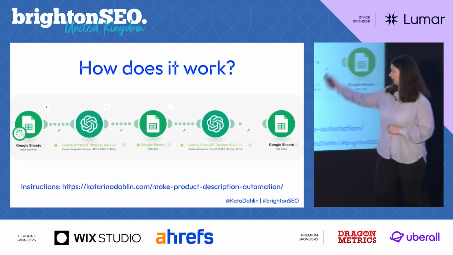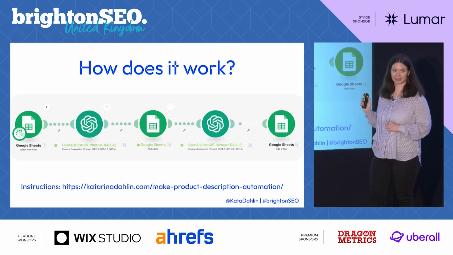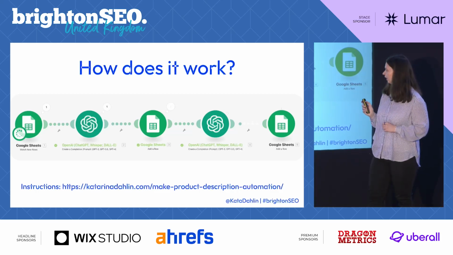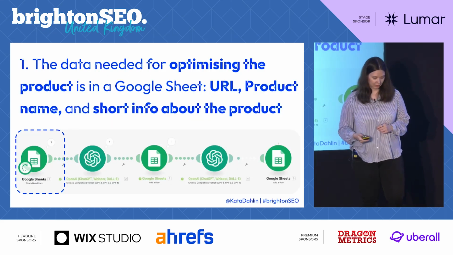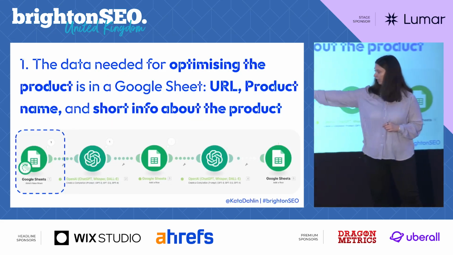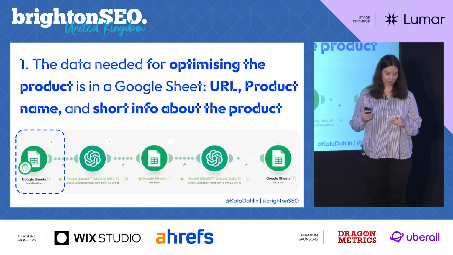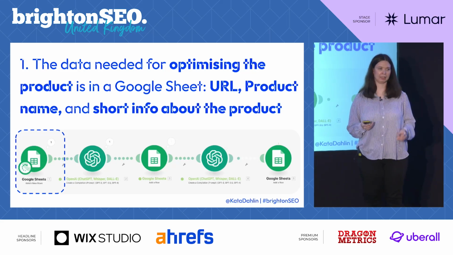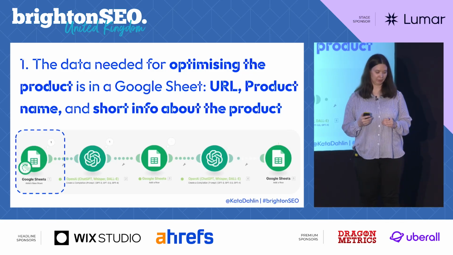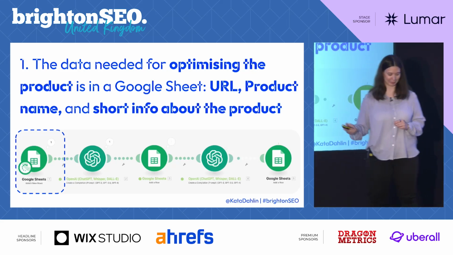So it looks like this. This is my product description flow. I will go through how it looks step by step. So here I have the data, the same data that I have in my Google Sheet that I would upload to the custom GPT. So I have my URL, and then I have the product name, and then short info about the product. So the data it will need to optimize with the ChatGPT.